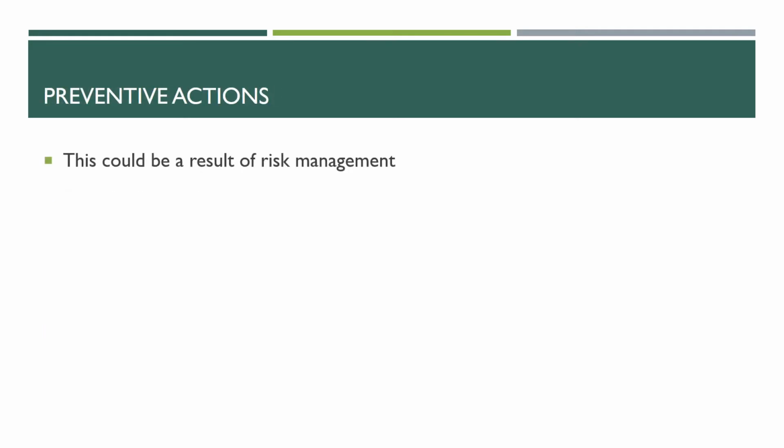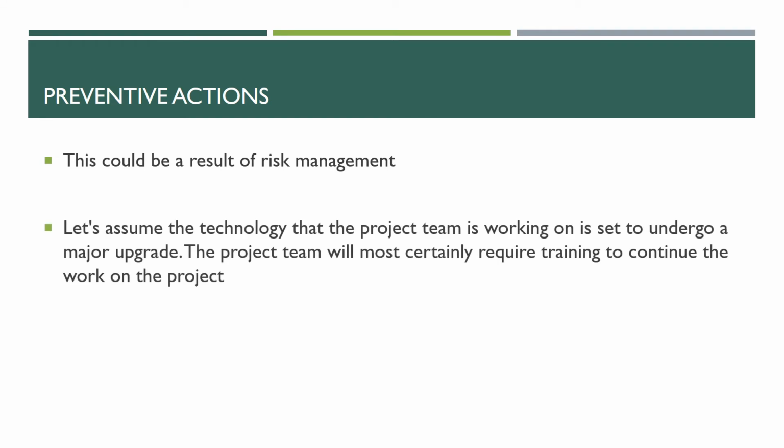Preventive actions. This could be a result of risk management. When you're doing risk management, you might come up with preventive actions, CRs that result from preventive actions. So let's assume the technology that the project team is working on is set to undergo a major upgrade. The project team will most certainly require training to continue the work on the project. So that's a risk you notice, right? That the technology that the team is working on is going through a major upgrade. That means for your project team to continue to work on that technology, your team definitely requires a certain training, right?